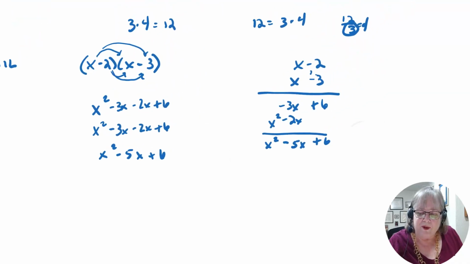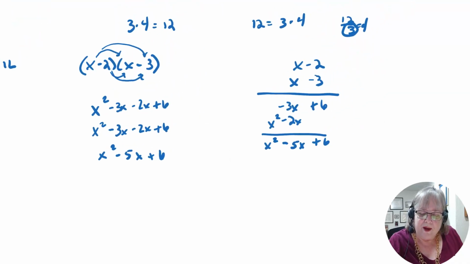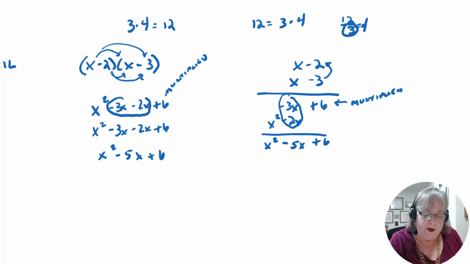Now, look right here. So what happened is these two multiplied to 6, right? So we multiplied to 6. Same thing here. We multiplied to 6. Now here we added to minus 5x. Same thing here. We combined these two to get to minus 5x. And then this x times this x is x squared, right?